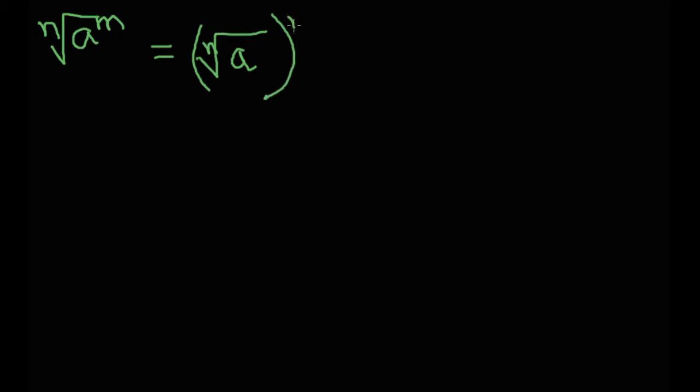So let's start with the first property, which is nth root of a to the power m. So we can write this inside the bracket, nth root of a and whole to the power m.